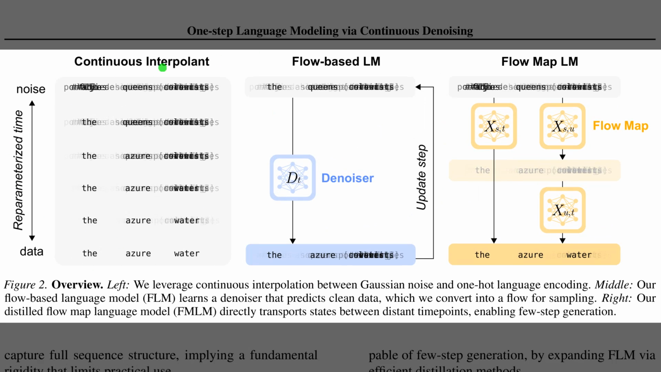Well, Figure 2 outlines the mechanism behind those gains. The process starts on the left with a continuous interpolant. Instead of flipping discrete tokens, it treats language as continuous vectors, smoothly transforming Gaussian noise at the top into clear text, like the Azure water at the bottom. In the middle, the flow-based language model, or FLM, uses a denoiser to predict clean data from intermediate states. Finally, the right panel shows the distilled flow map language model. This component learns to skip the small iterative steps entirely, transporting noise to data in a single jump to achieve that massive speedup.